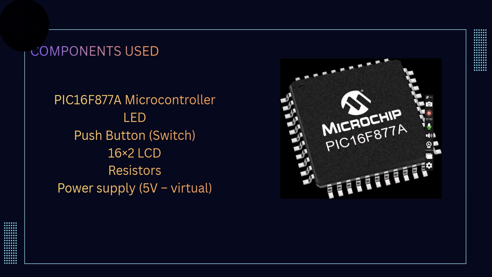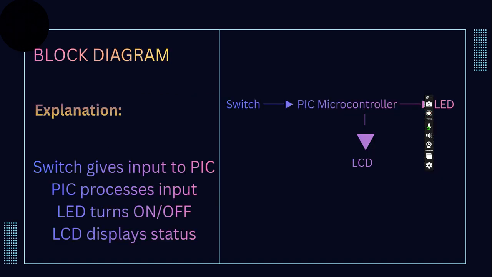Now we have the LED, which is used as a simple visual indicator. When the microcontroller turns the LED on or off, it immediately shows the result of the switch input and the program logic. So anyone watching can quickly understand the output status. The push button is connected to one of the digital input pins of the PIC, and it is used to give a binary input, either logic high or logic low, to the controller.